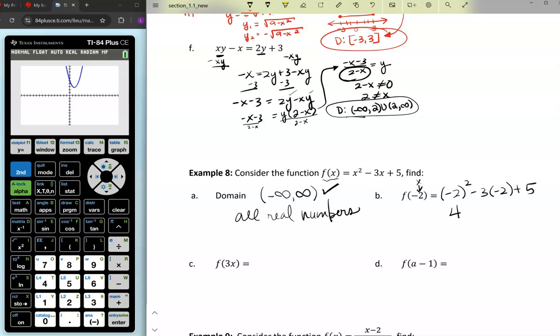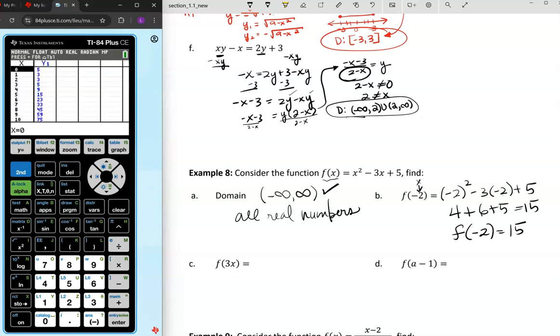Please, for your sake, every time you substitute something in, put it in parentheses. There will be times when order of operations will get you if you do not put it into parentheses. So go ahead and put it in this way, and negative 2 squared is 4. Negative 3 times negative 2 is positive 6, plus 5 gives me 15. So I would say when x is negative 2, y is 15. And we can see that if we go over here to our calculator and hit second table, and we hit the up cursor, you can see when x is negative 2, y is 15.